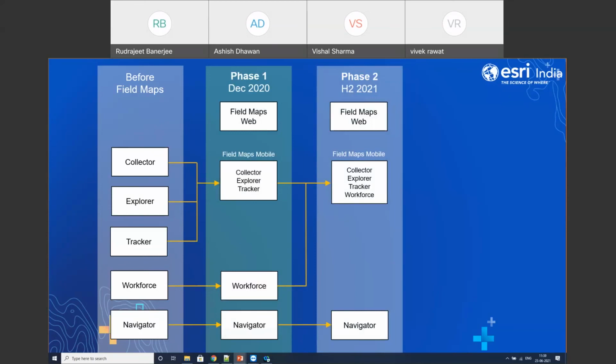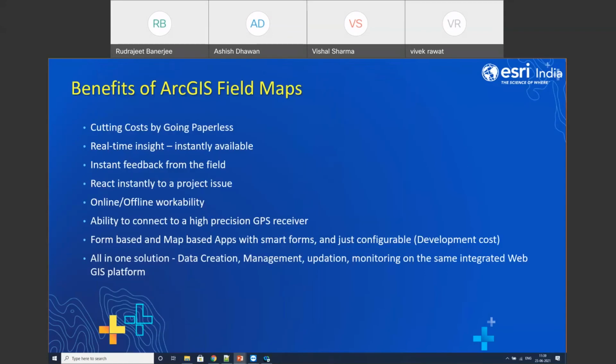So all these applications are going to be merged together. People who are trying to collect data, do exploration, tracking, workforce, navigation, all these things can be easily done using this app. So what are the benefits of using these field maps?